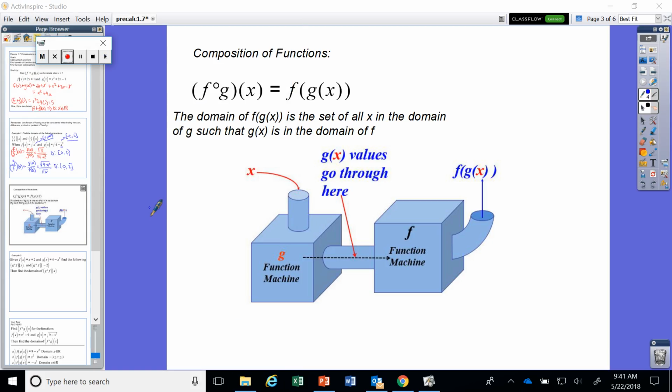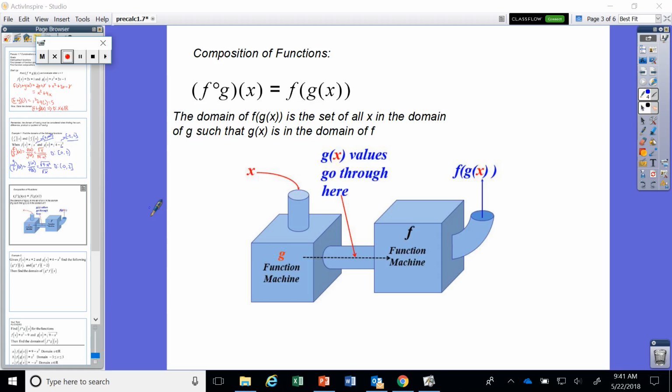All right, guys, so composition of functions. The goal of this video is to first and foremost define what a composition of two functions is and do some evaluation using our compositions.